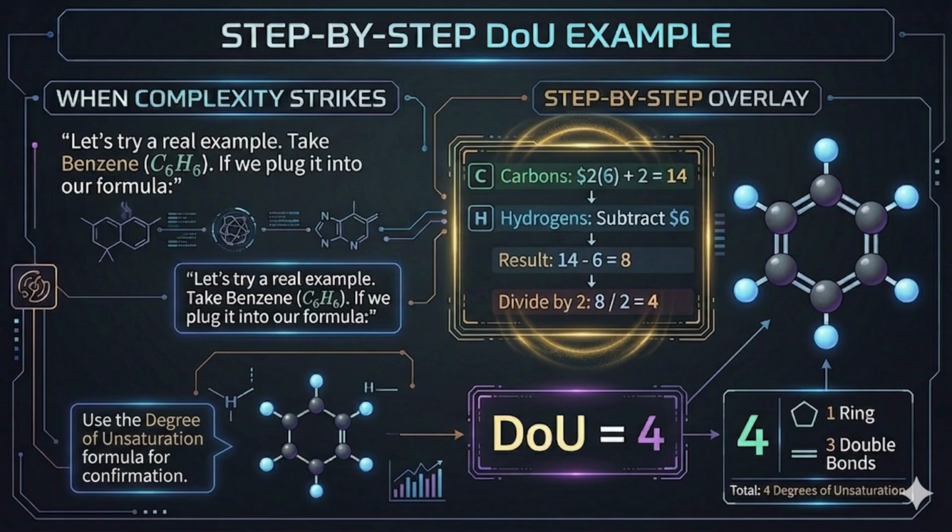But what does that 4 actually look like? If you check the structure of benzene, it all clicks. It has 1 ring and 3 double bonds. 1 plus 3 equals 4. The math and the molecule match perfectly. And there you have it. Whether the molecule is simple or complex, the formula never lies. Now you're ready to tackle any structure that comes your way.